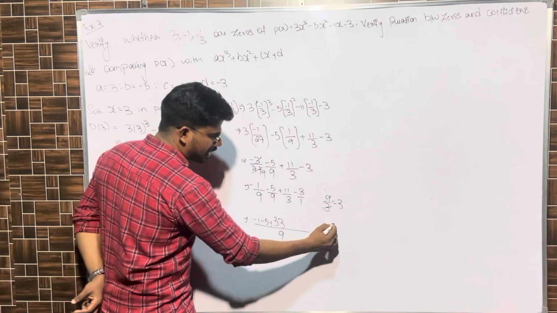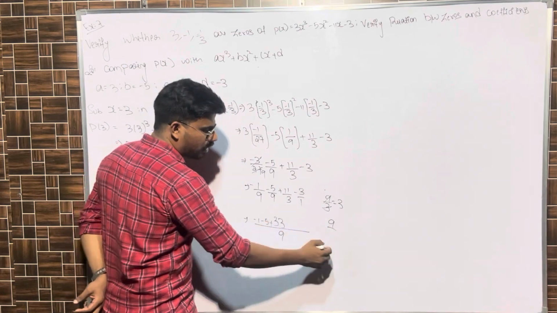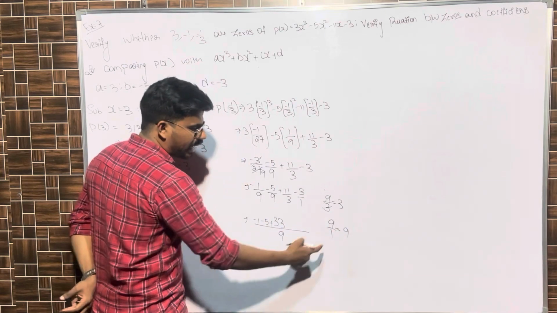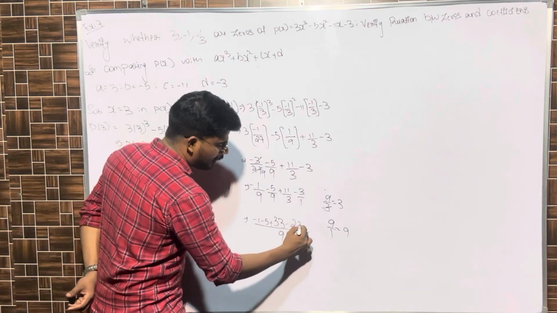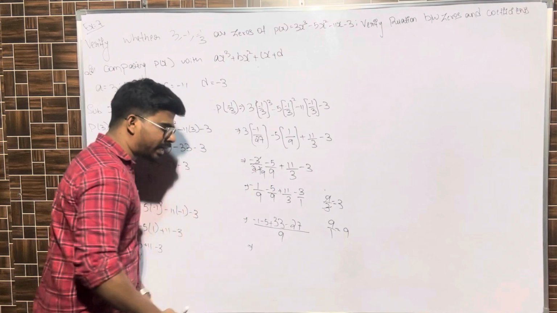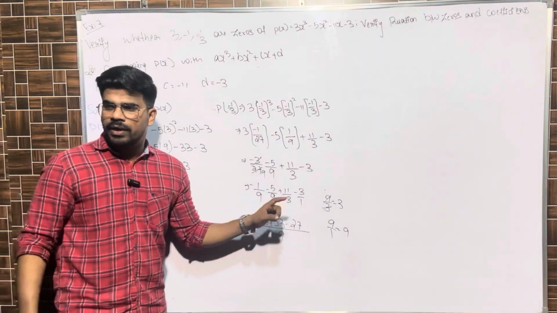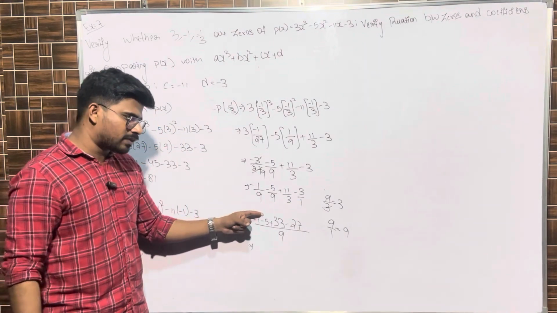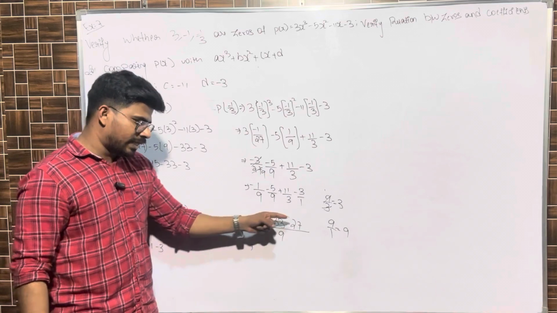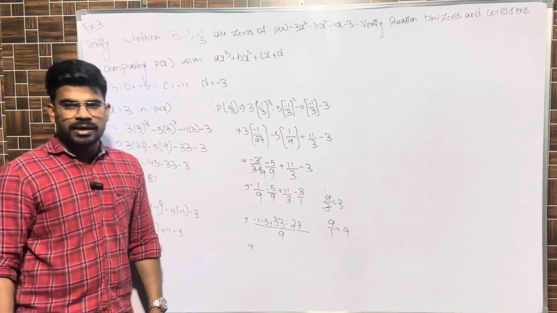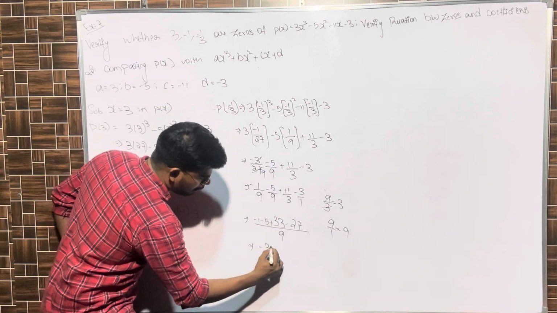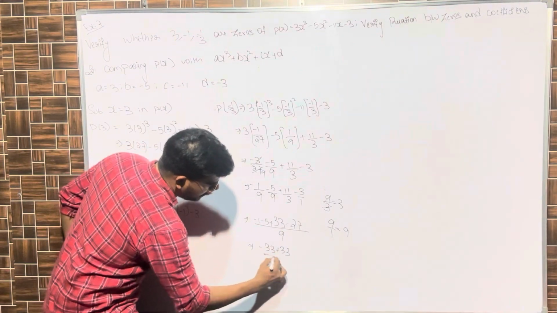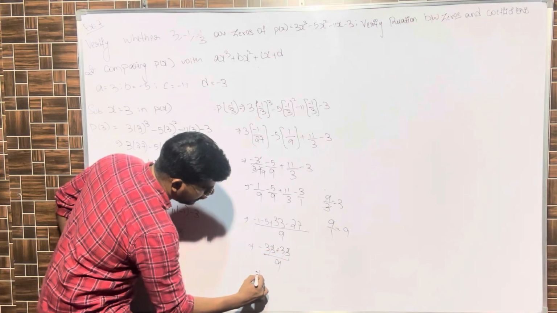Next, LCM term is 9. What is there in the denominator of 3? 1. 9 by 1 is nothing but 9. I have to multiply 3 with 9. 9 3s are 27. Minus 27. Again, in the numerator, 3 terms are there which are minus, 1 term is there which is plus. Minus 1, minus 5, minus 6. Minus 6, minus 27, minus 33. Minus 33 plus 33 divided by 9. These two get cancelled and it is 0.